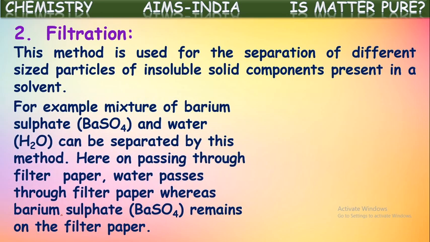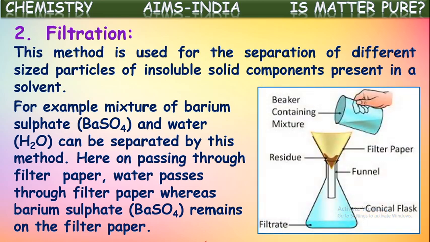For example, a mixture of barium sulfate and water can be separated by the filtration method. Here, barium sulfate is one of the chemicals which is insoluble in water. It won't be dissolved. Generally, this barium sulfate will be formed as a precipitate in chemical reactions. So when you add this barium sulfate, it won't be soluble in water and it settles down. So you can separate this by the filtration process.